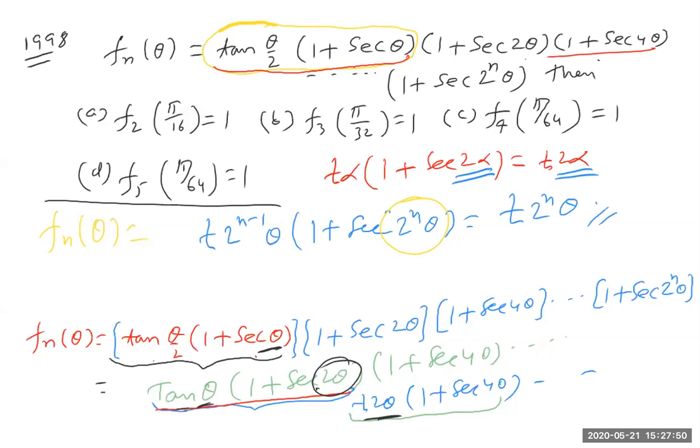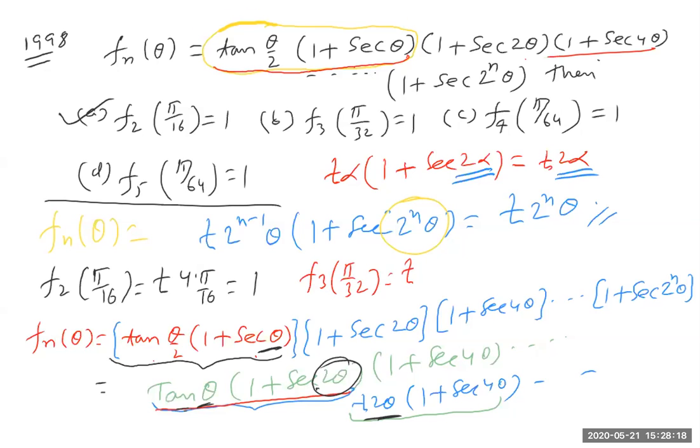So this is f n theta. Now you can find f2 pi by 16. First option: tan 2 square is 4 pi by 16, which is tan pi by 4, equal to 1. So this is correct. Second option, f3 pi by 32: tan 2 raised to power 3 is 8 pi by 32, so this is also 1. Similarly you can check option A is correct, B is correct, C is correct, but D is wrong.